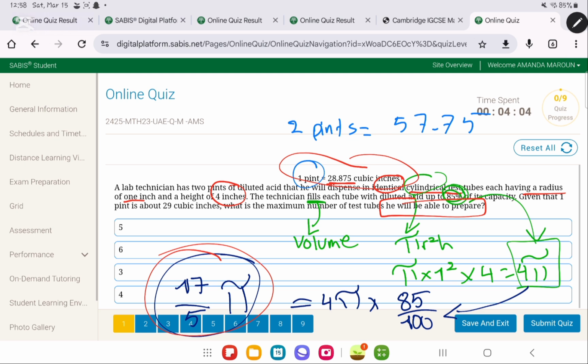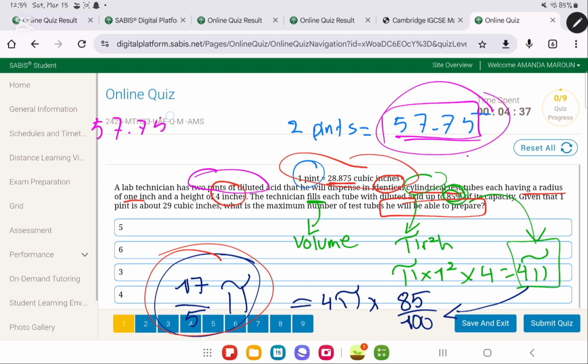We are also given that he has 2 pints of diluted acid, and we found that their total volume was 57.75 cubic inches. So how many test tubes will he be able to prepare with 57.75 cubic inches? We take the volume of 2 pints, 57.75 cubic inches, and divide it by the volume of one test tube, which is 17 over 5 pi. You put it on the calculator and you get approximately 5.41.